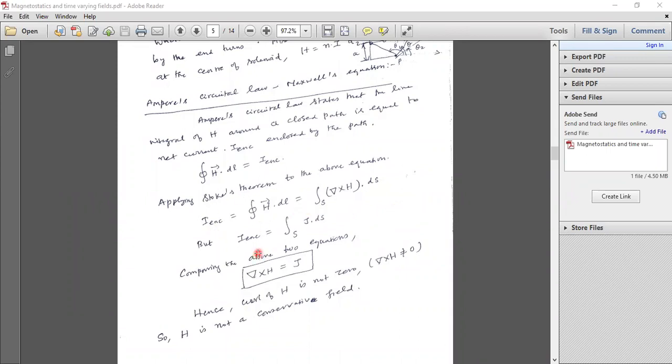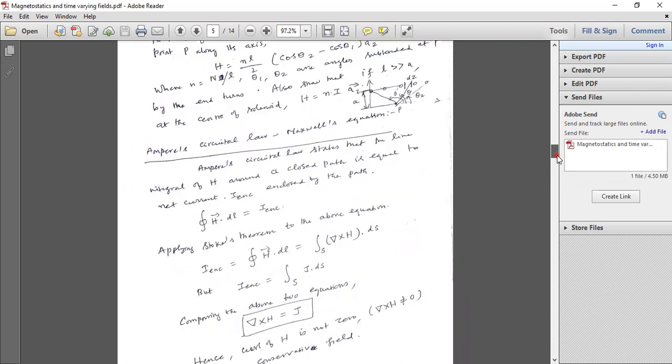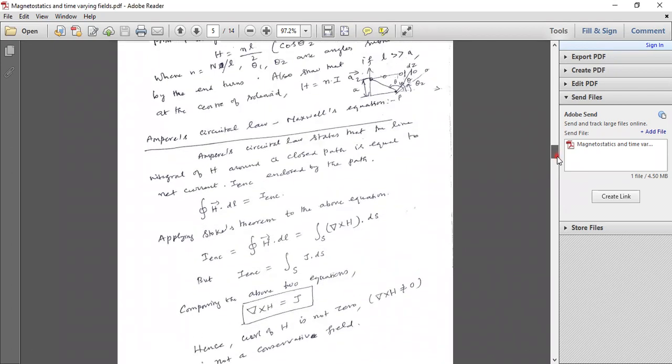In this video, we are going to discuss the Ampere circuit law, which is one of the important laws in magnetostatics. So we discussed the Biot-Savart's law in the previous video for computing the magnetic field intensity.